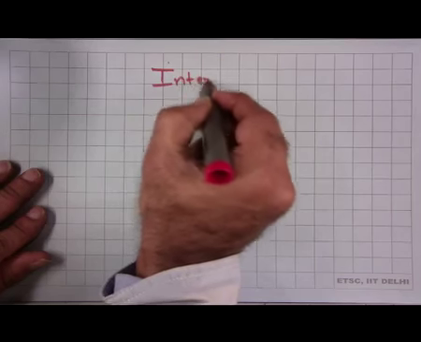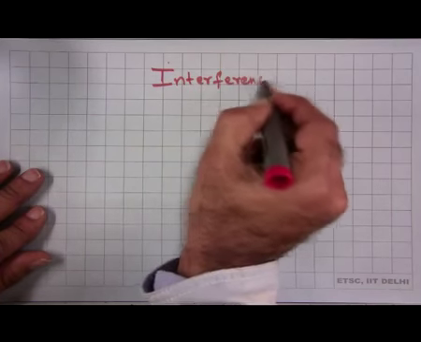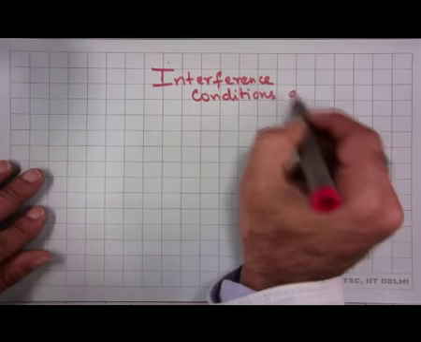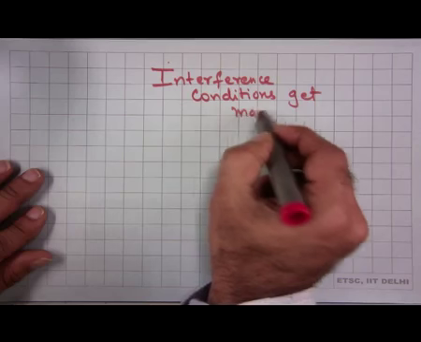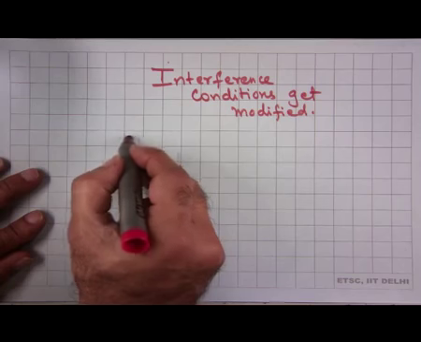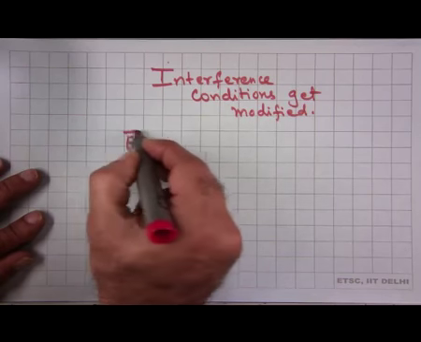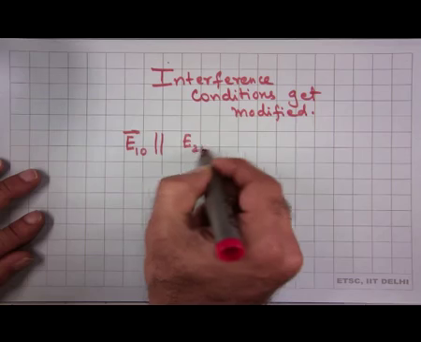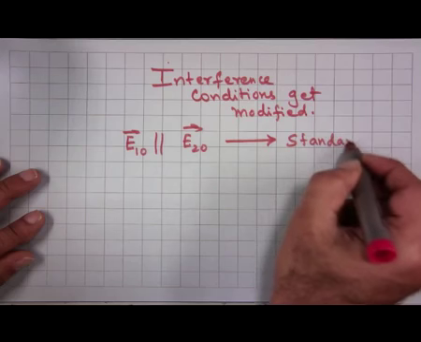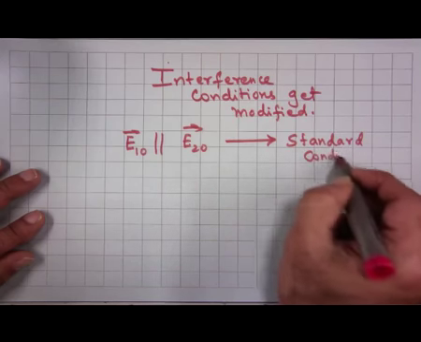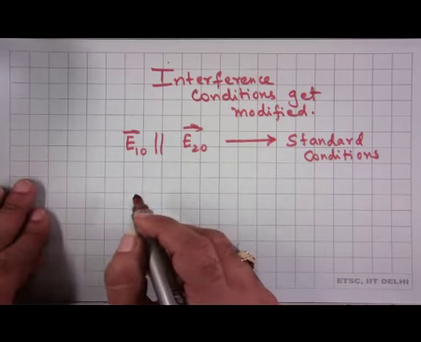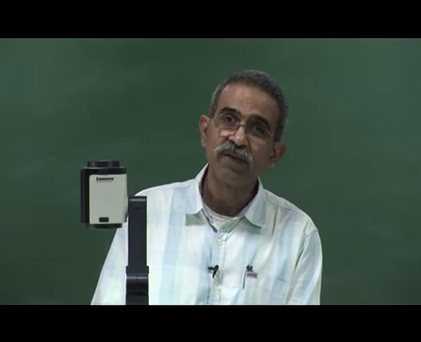Interference conditions get modified. So E1 0 parallel to E2 0, standard conditions. What are the standard conditions? Maxima at even multiples of pi, minima at odd multiples of pi.